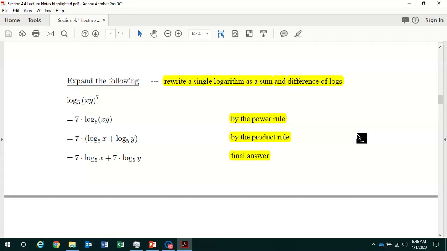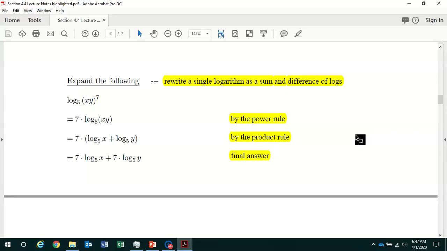Alright class, in this video we continue our discussion in section 4.4 on the laws of logarithms. We're going to pick it up at the bottom of page 2 of your lecture handout, and what we're going to be doing in this video is expanding some logarithmic expressions.